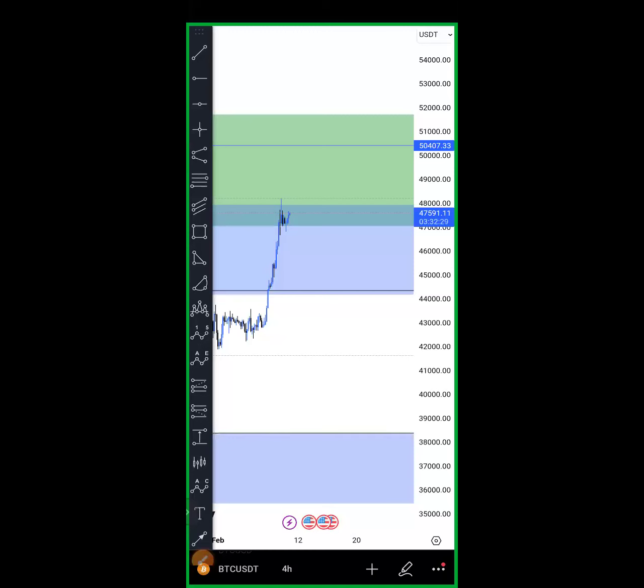Remember to apply proper risk management when trading. I hope you guys still remember how to calculate your stop loss and take profits, either from TradingView here or from your MetaTrader. You can calculate your stop loss and take profits.